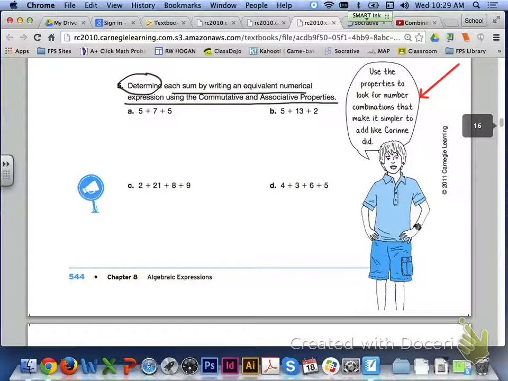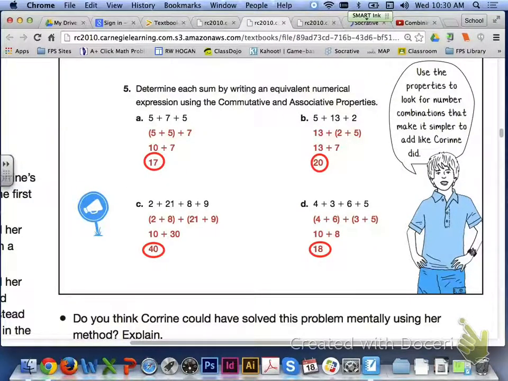Let's take a look at number 5. It says determine each sum by writing an equivalent numerical expression using the commutative or associative properties. If we look at our word bubble, it helps us to remember if we use properties, we can look for number combinations that are going to make it simpler to add, just like Corinne did. So go ahead and do letters A through D. Here is what letters A through D should look like if you implement the commutative and associative properties. For letter A, you can get 17, B is 20, C is 40, and D is 18.